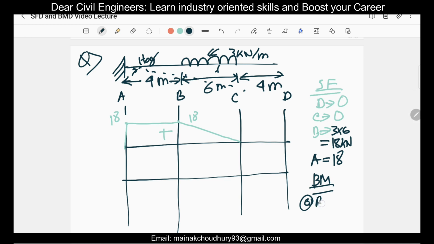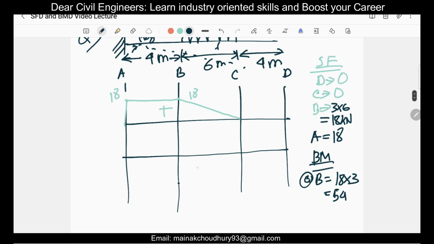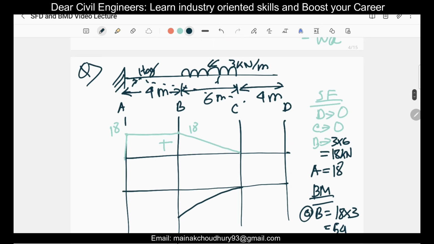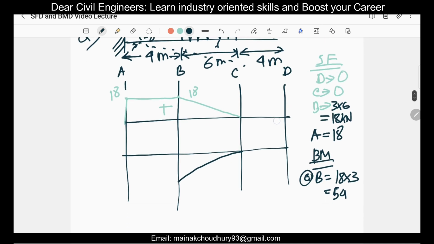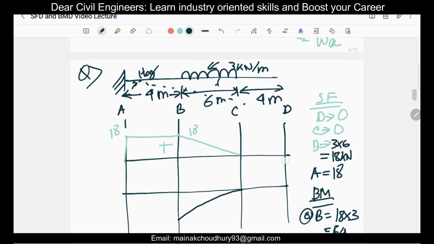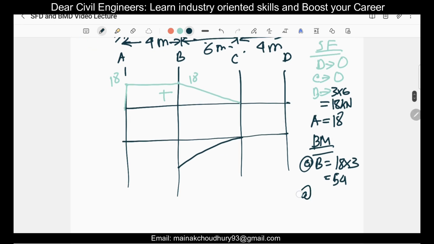Bending moment at B, let's find out. At B, it will be this 3 into 6, that is 18, into the center of this 6, so it is 6 by 2, that is 3. So it is 18 into 3, because we are finding it at B, so it will be 54. We just found this is a UDL, so it will be like this. So this is parabolic. Whenever there is a UDL load, it will be parabolic, it will not be a straight line.